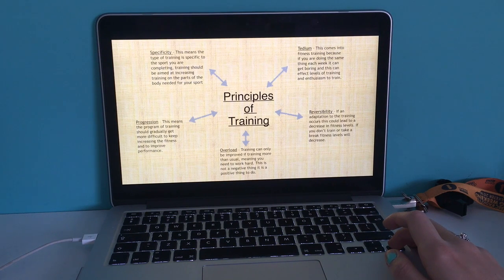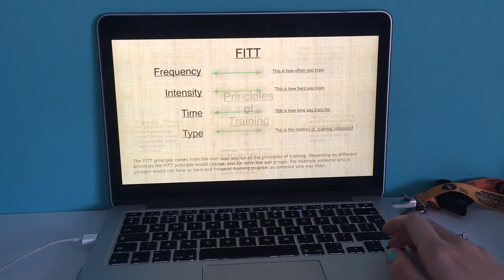Reversibility. If any adaptation in training occurs, this could lead to a decrease in fitness levels. For example, an injury could lead to reversibility. Tedium. This is also known as training becoming boring if it is the same every time you train.